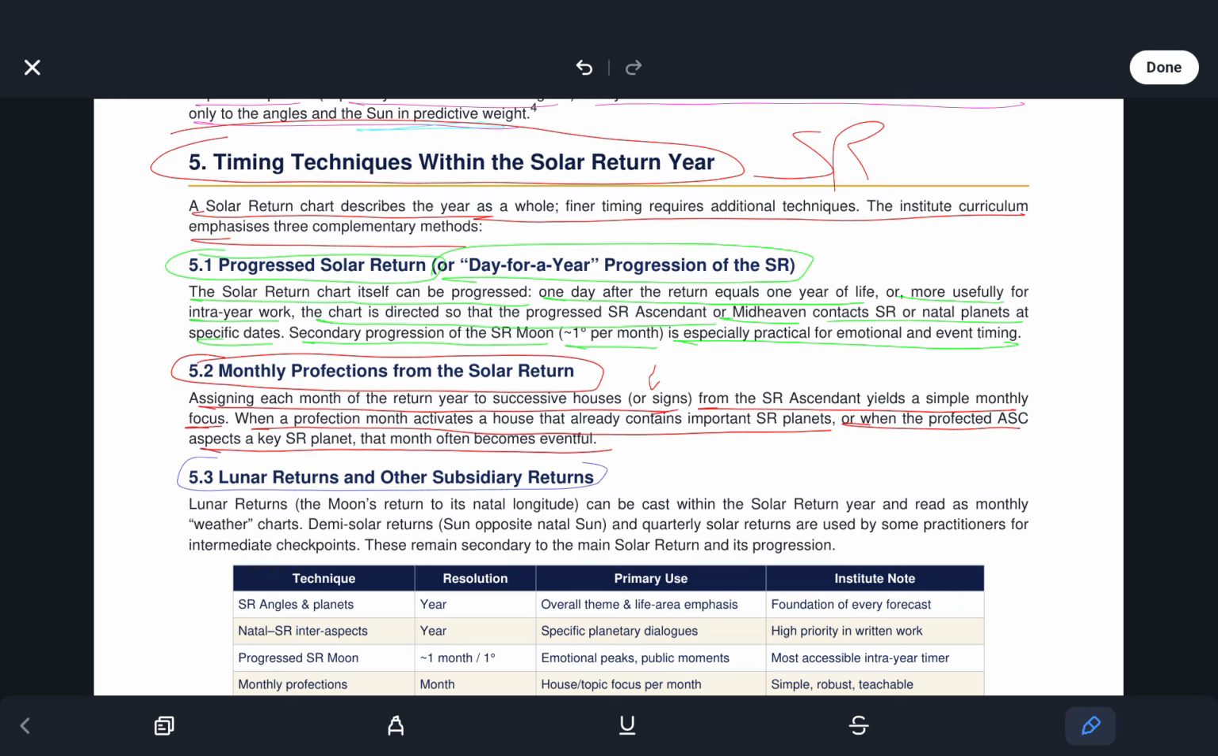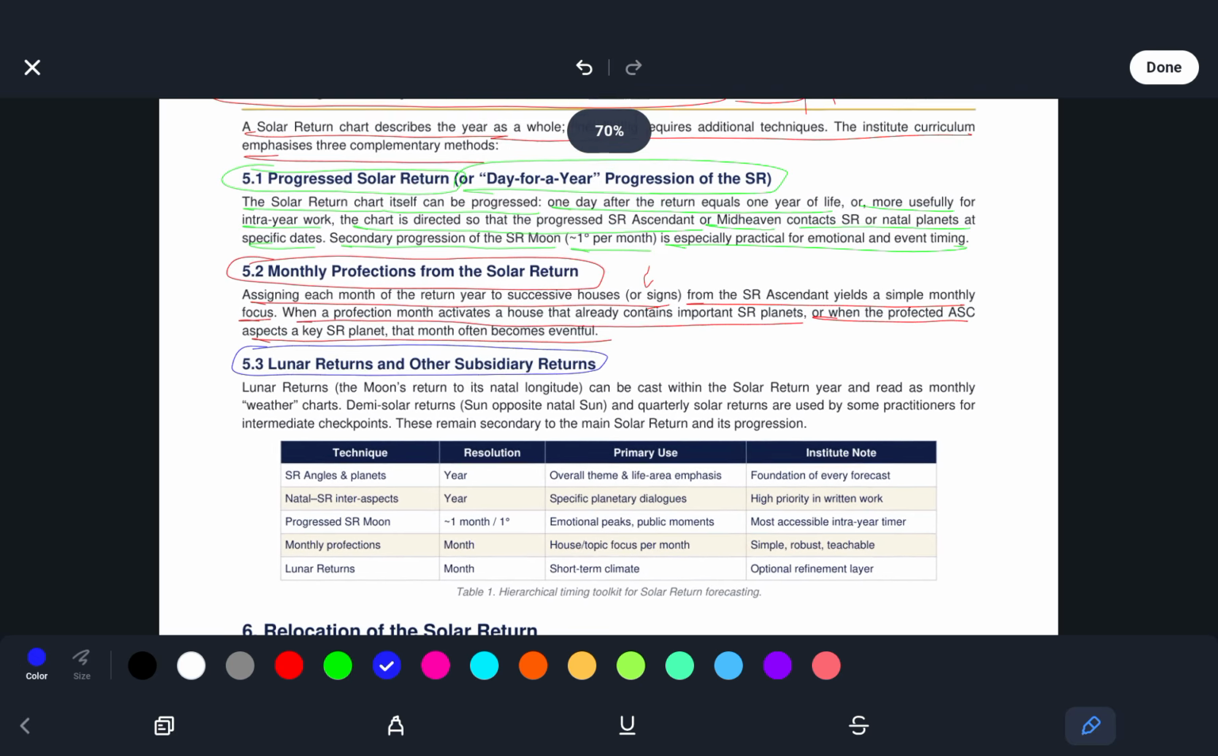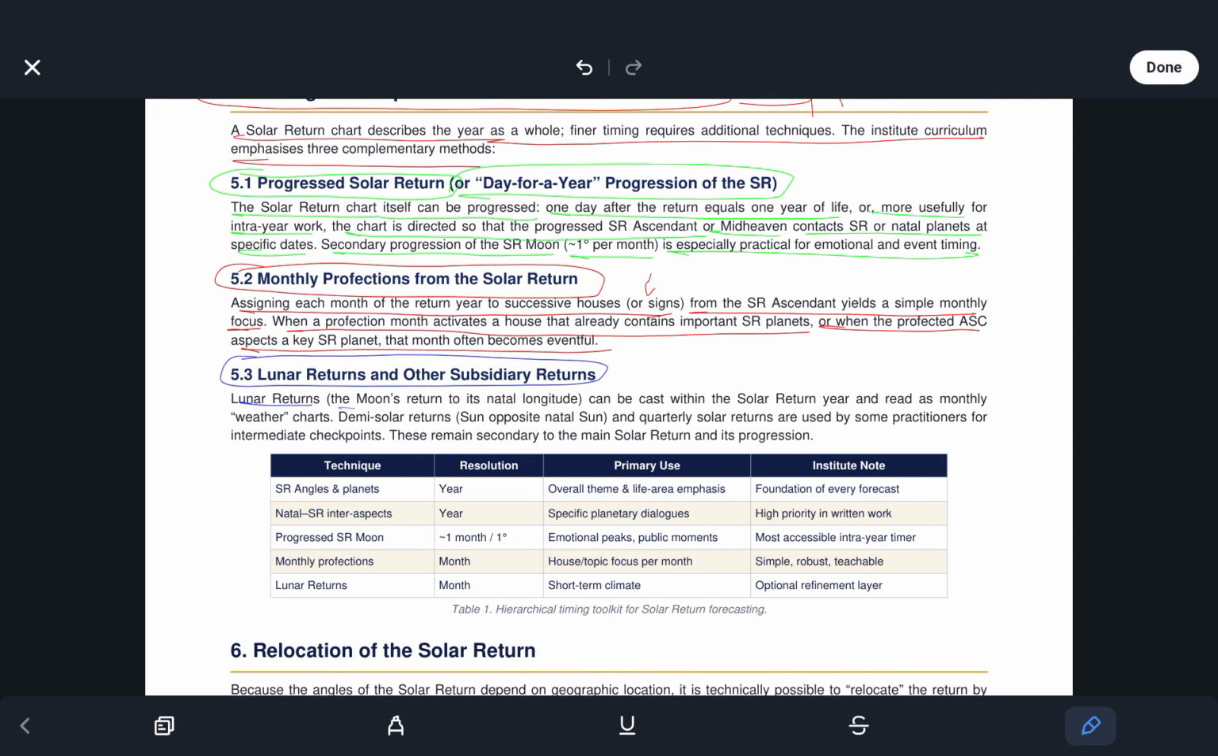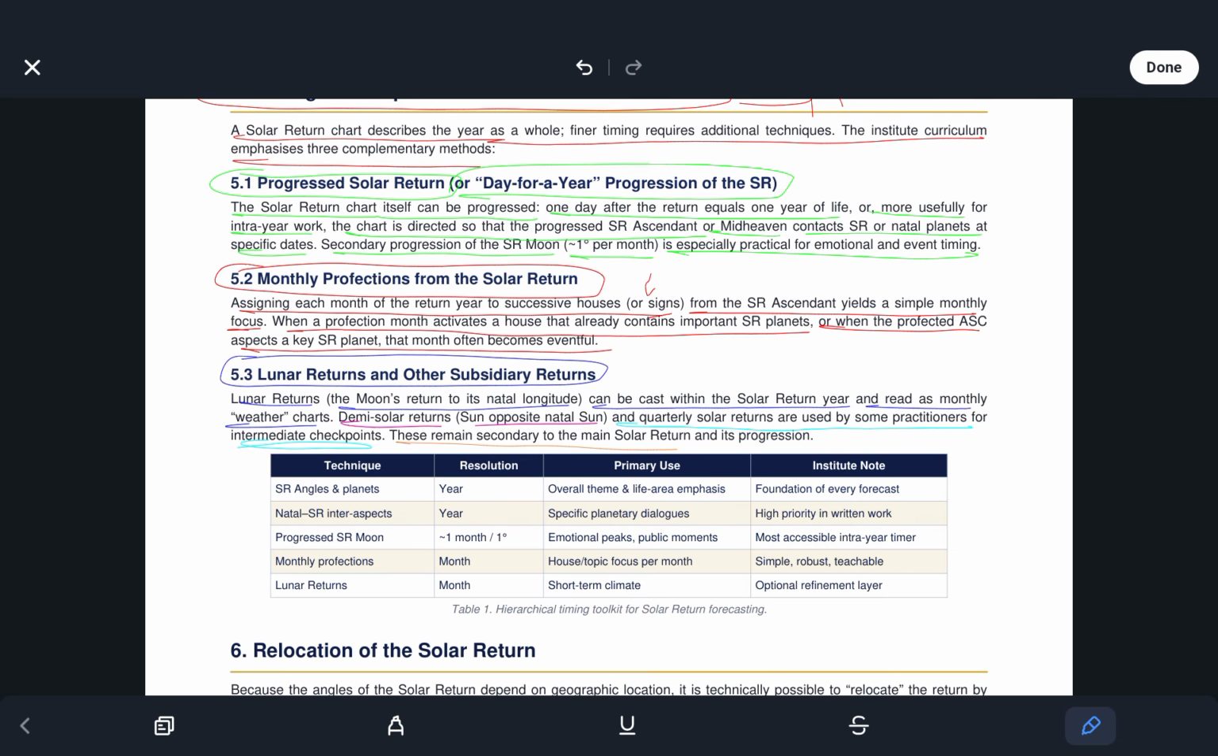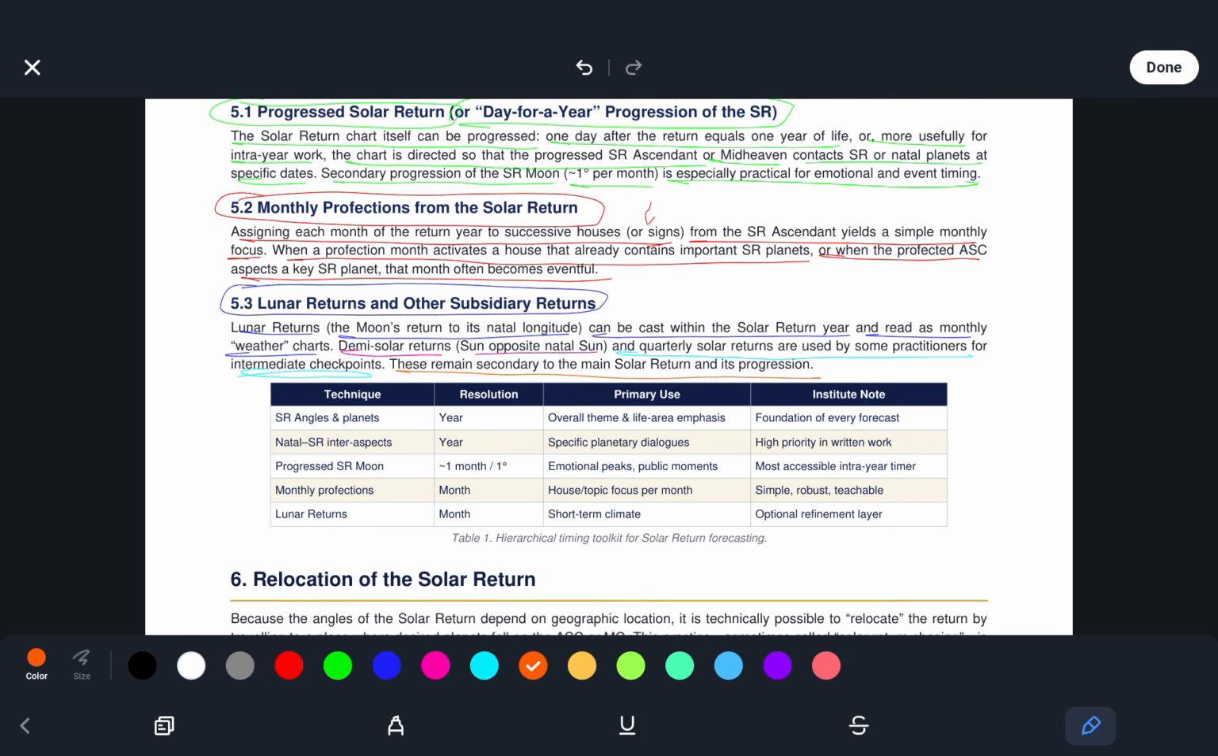Lunar returns and other subsidiary returns. So we see lunar returns. The moon's return to its natal longitude can be cast within the SR year and read as monthly weather charts. Demi-solar returns, or demi-SRs, sun opposite the natal sun, and quarterly SRs are used by some practitioners for intermediate checkpoints. These remain secondary to the main SR and its progression.